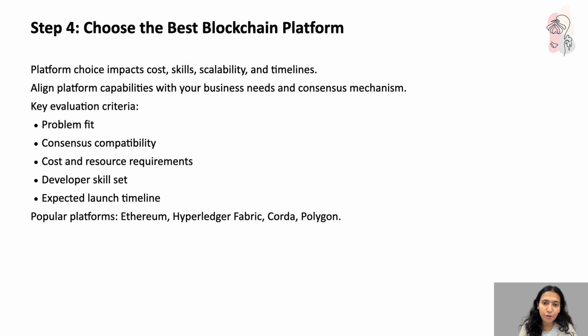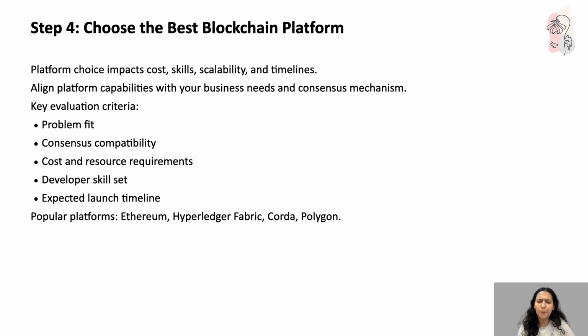So, when evaluating platforms, please keep five key criteria in mind, starting with the first, which is problem fit. You need to see whether the platform you're choosing is actually going to solve the challenge that you've already identified in the earlier steps. Then consensus compatibility: since you've already chosen a consensus that fits your needs, does the platform support the mechanism? Then cost and resources, where you look at the infrastructure, licenses, and transaction fees that you're going to face. Then the skill set: does your team have the expertise to build on the platform that you're choosing? And the timeline: how quickly can you launch, and what are your expected timelines?